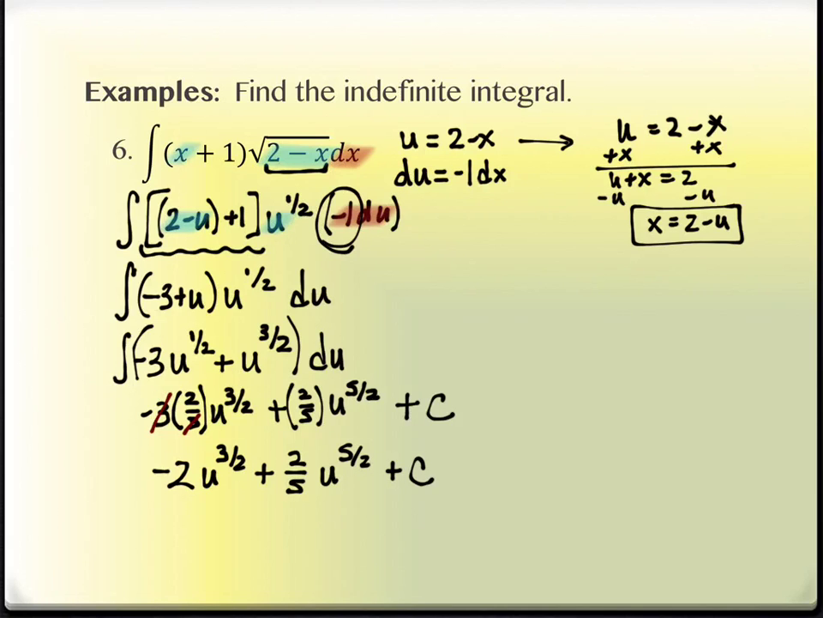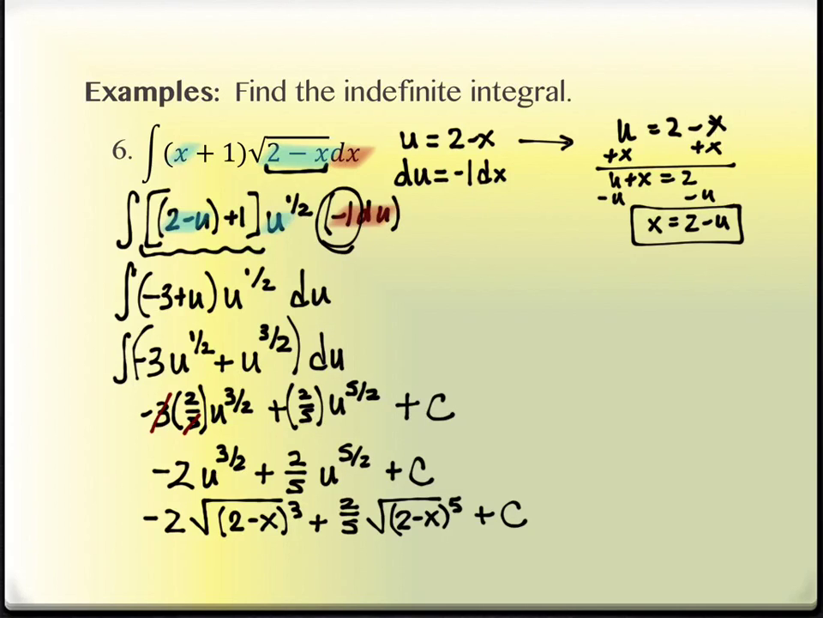Goods and radicals. Which, yeah, it's radicals, right? So I should be putting these in as radicals. So I have -2 times a square root. But what's u? Square root of u. It was 2 minus x. So this is the square root of 2 minus x to the third, plus, and then I have a 2/5, and I have a square root of 2 minus x to the 5th, plus c.